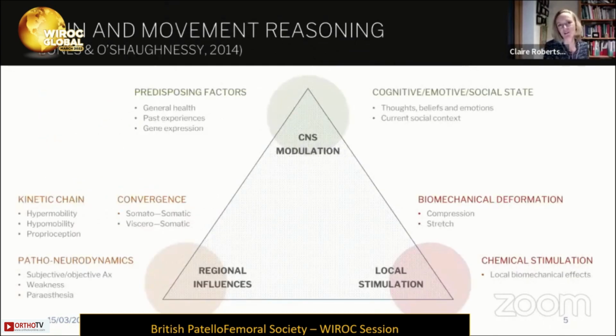So let's have a look now at this model. Now, interestingly, this model wasn't actually written for patellofemoral pain or instability, but it's a very nice way of framing how I would conceptualize addressing these patients. So let's just have a look at this triangle. So in the bottom right, local stimulation. So in this scenario, we're talking about our trochlear shape, our tuberosity position, our patella alta, the integrity of the MPFL. But bottom left, regional influences, their hypermobility may be playing into them having an excessively pronating foot.